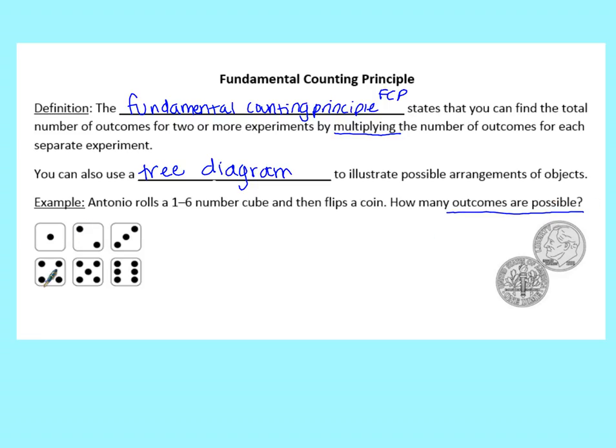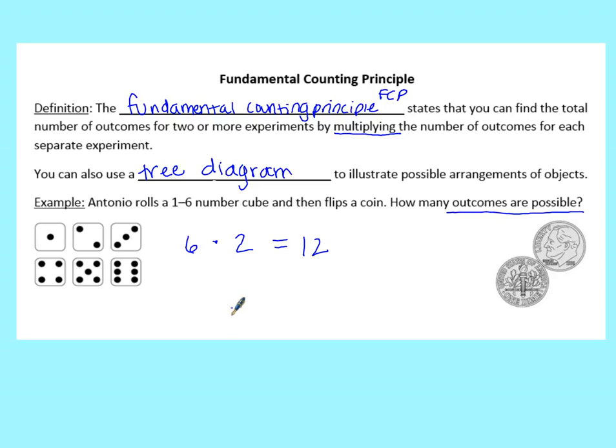So on this die, when you roll a die, you will have 6 possible outcomes. You could roll a 1, a 2, a 3, a 4, a 5, or a 6. So that's 6 possible outcomes on the die. And when you flip a coin, you can either get heads or you can get tails. That's only 2 possible outcomes. So FCP states that when you're finding the total number of outcomes for 2 or more experiments, you're going to multiply the number for each separate one. So rolling the die, 6, times flipping the coin, 2. 6 times 2 is 12. So that means there are 12 possible outcomes.